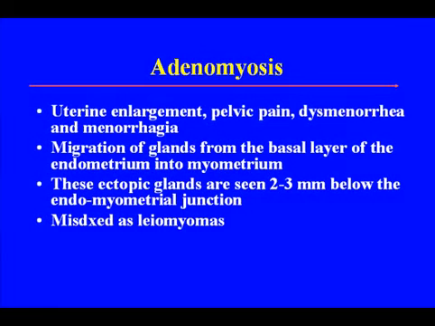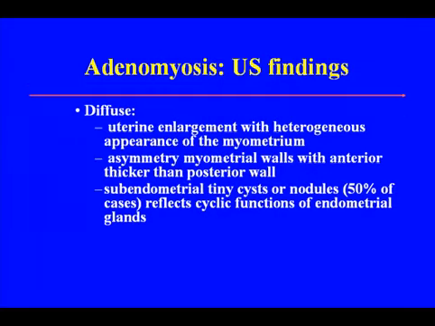Adenomyosis is due to migration of glands from the basal layer of the endometrium into the myometrium. These ectopic glands are seen 2 to 3 millimeters below the endomyometrial junction, and they're often misdiagnosed as leiomyomas.